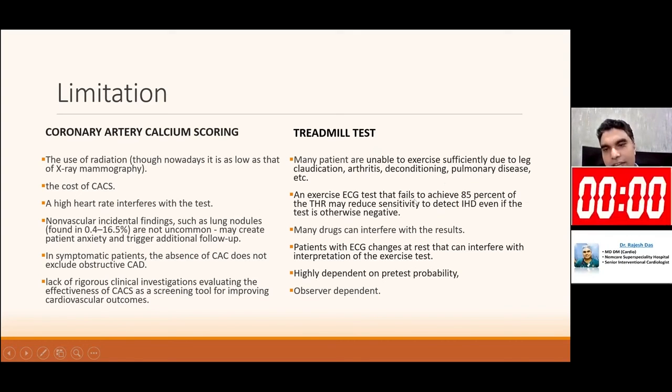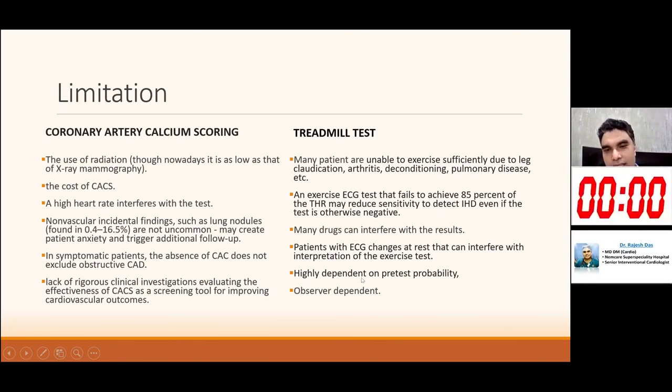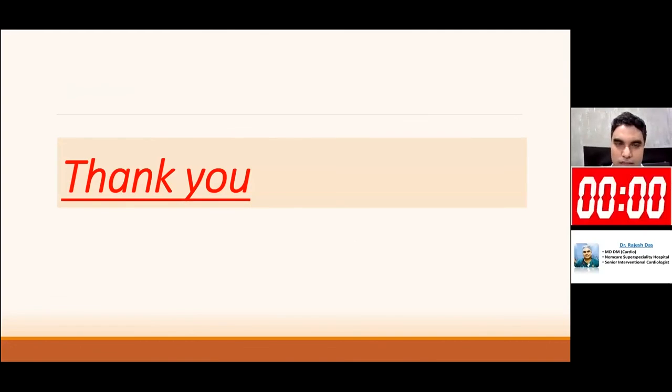Many patients fail to achieve 85% of target heart rate and the test becomes inconclusive. Many drugs can interfere, like nitrates and beta blockers. It highly depends on the pretest probability. And of course, we know that the assessment of the treadmill test is observer dependent. Thank you. With that, I would like to conclude my topic.